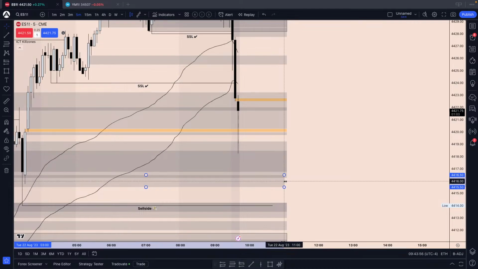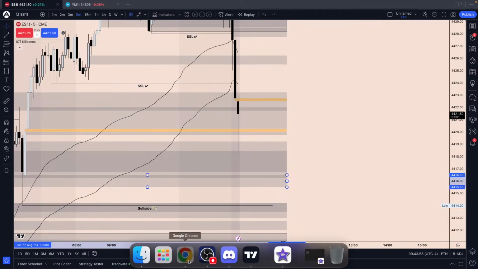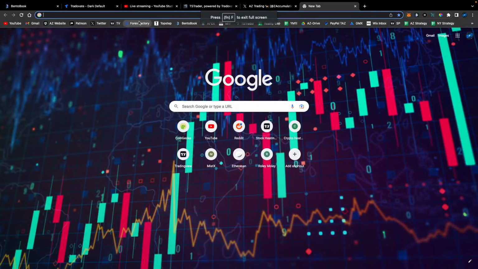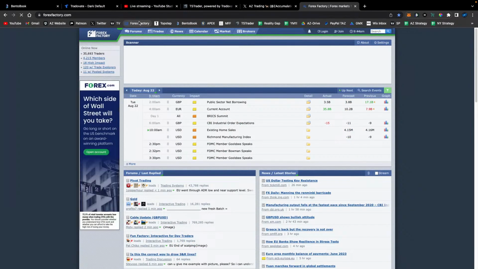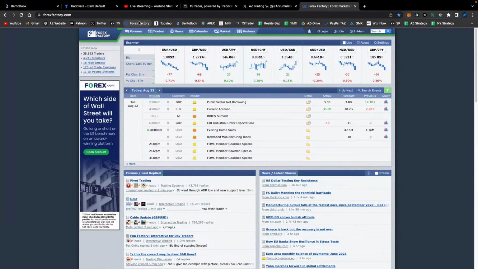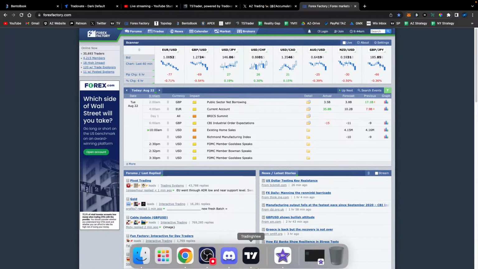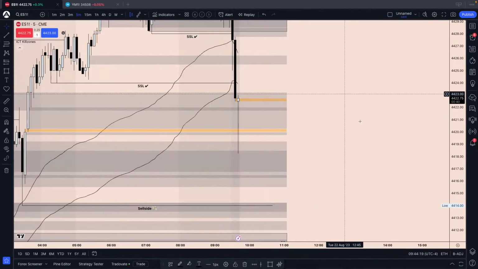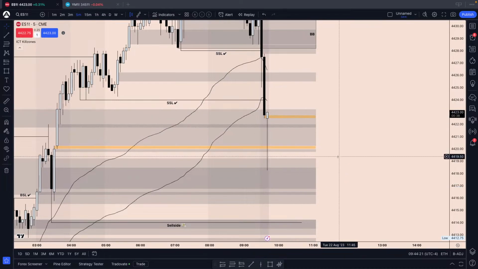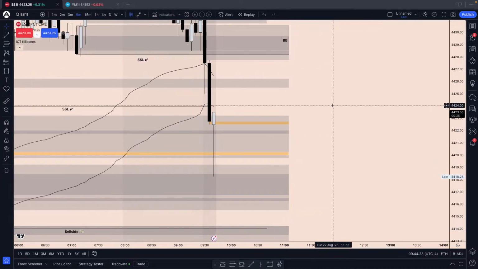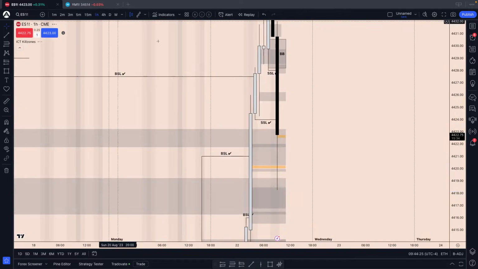I think we have news at 10 AM, if I'm correct. Forex Factory. Yeah, 10 AM, but only orange orders, so not too bad. Alright, 30 seconds to go on this 5-minute candle. Let me quickly check that hourly.